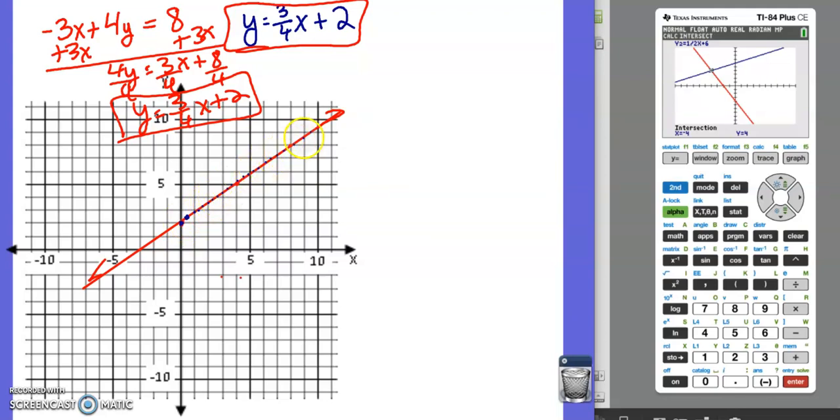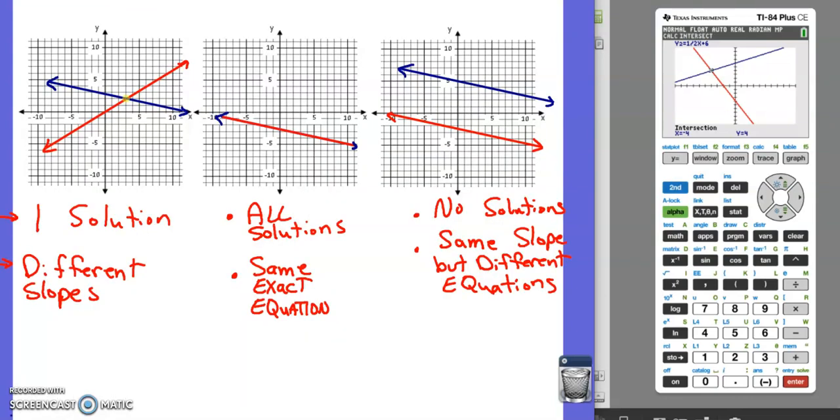Every single point on that line is on both the blue line and the red line. So here, if I ask you for the point of intersection, you would just say all solutions, or every point, because every single point of the red line is every single point of the blue line, because it's the exact same scenario. So you have three possible scenarios.